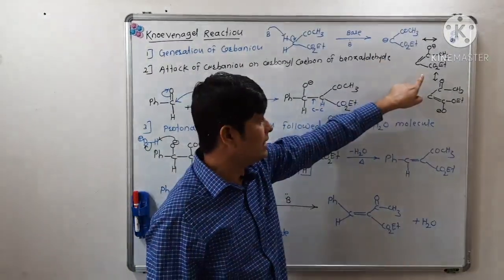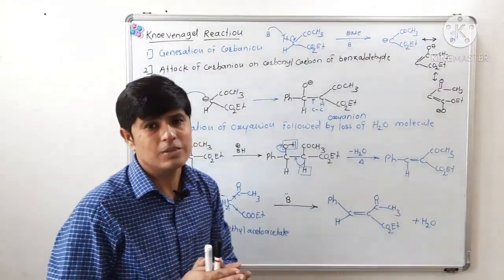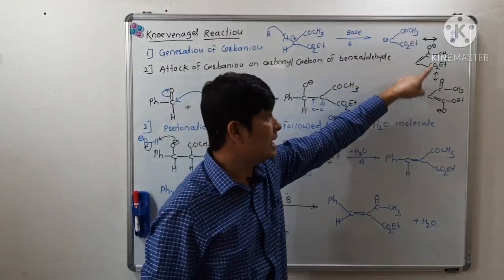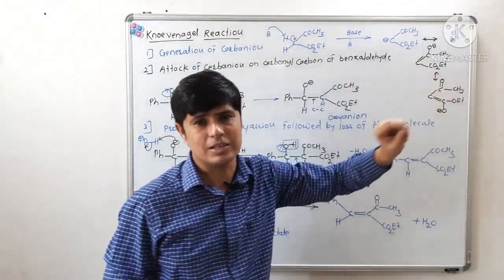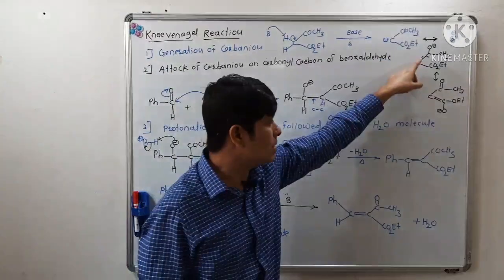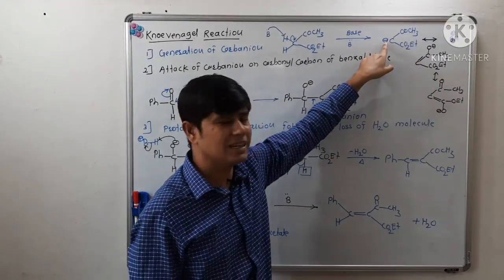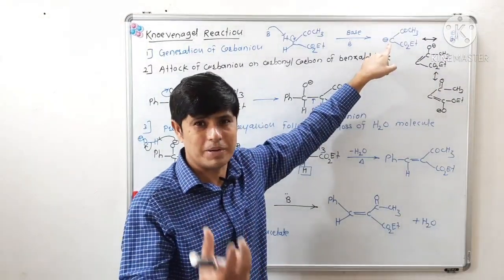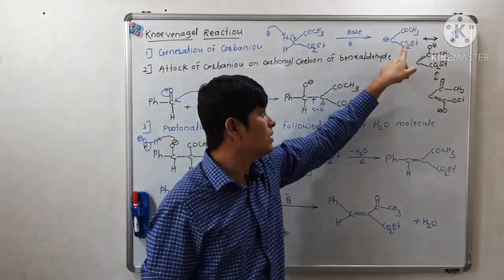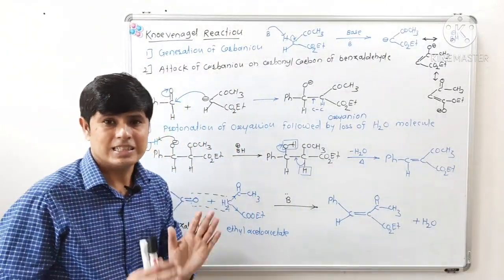Now why is this carbanion formed? What is the driving force behind the formation of that carbanion? This carbanion will get stabilized through resonance. So this is the resonance stabilization of carbanion. There is delocalization of the electron density of the carbanion carbon over the carbonyl group of the ketone and over the carbonyl group of the ester. Thus this carbanion is stabilized.